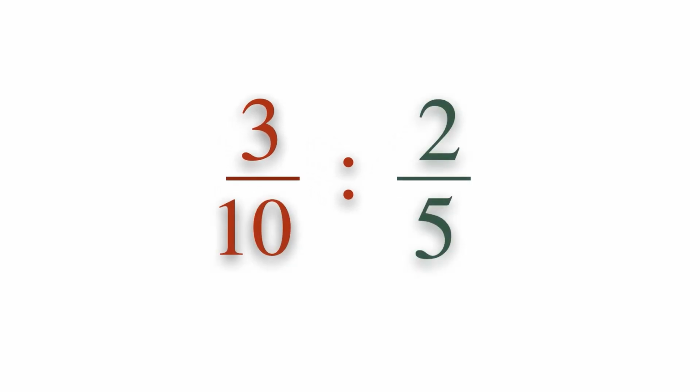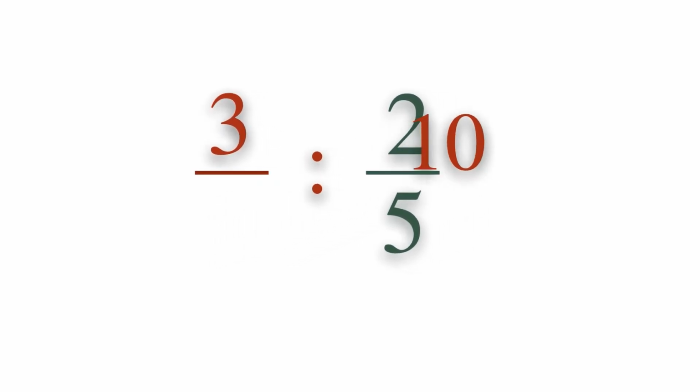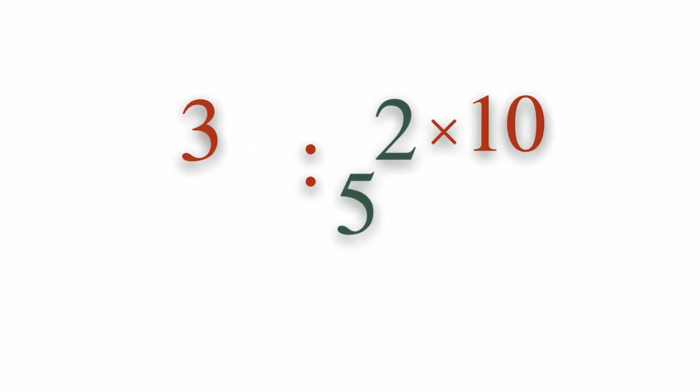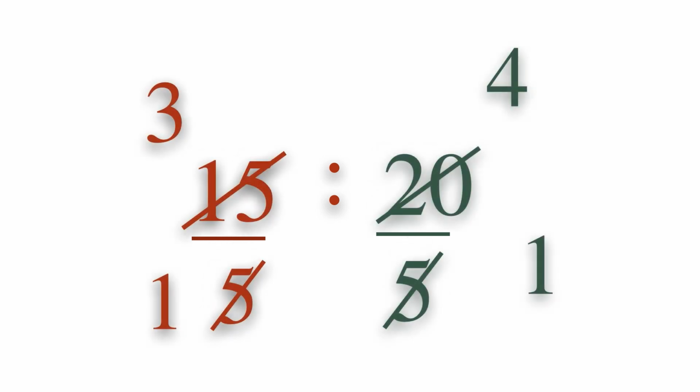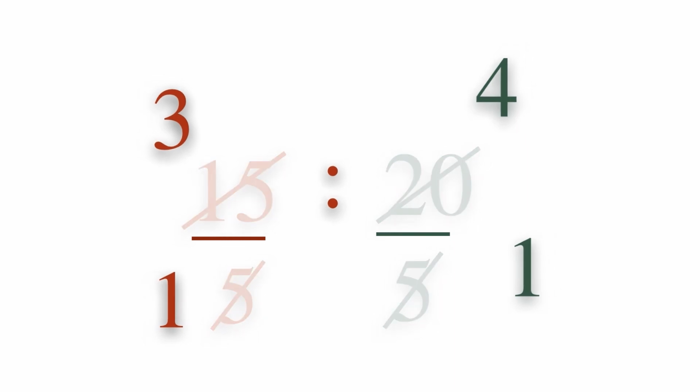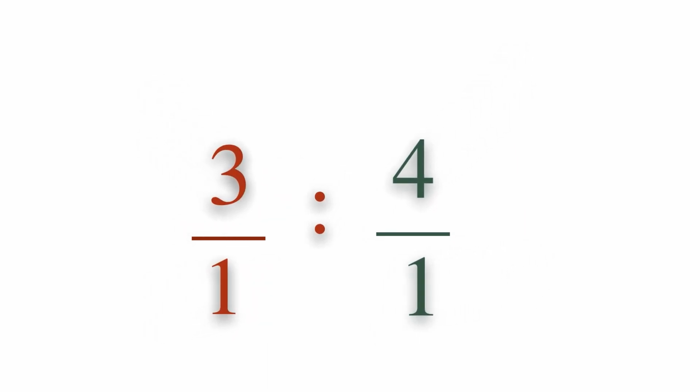Alternatively, you can also do cross multiplication, which means multiply 2 with 10 and 3 with 5, giving the ratio of 15 to 20. This ratio is not in the simplest form, as 5 divides both terms. Dividing both terms by 5 gives 3 to 4, and now it's in the simplest form.